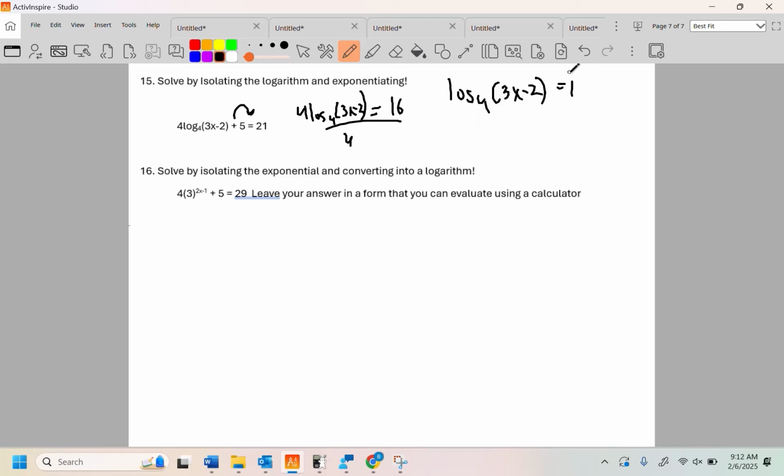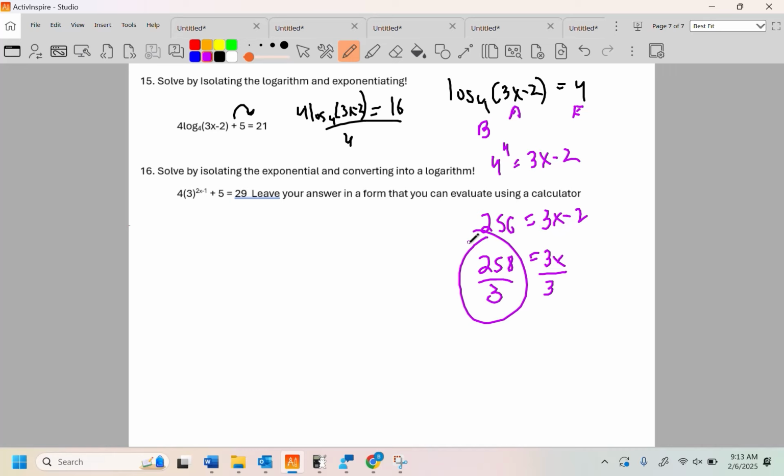The whole world can hear you crying. You get a 4. Now we're going to do log is base, argument. This is always a base. That's always an argument, which means this is going to be your exponent. You can have a base of 4, it gets raised to the 4th, and it equals 3x minus 2. 4 to the 4th is going to be 256. So 256 equals 3x minus 2. We're going to add 2 and get 258. And we're going to divide out that 3, and there's my answer.